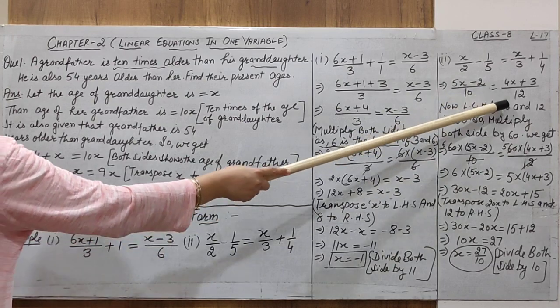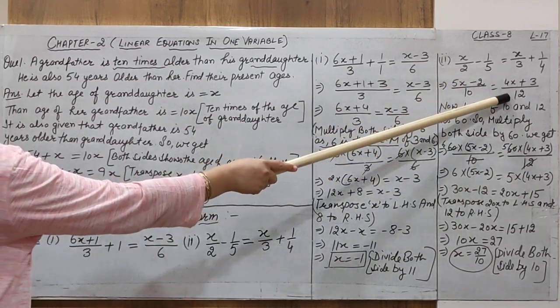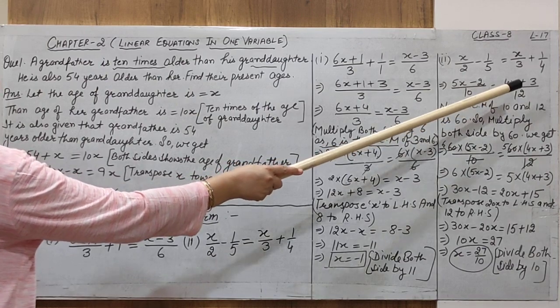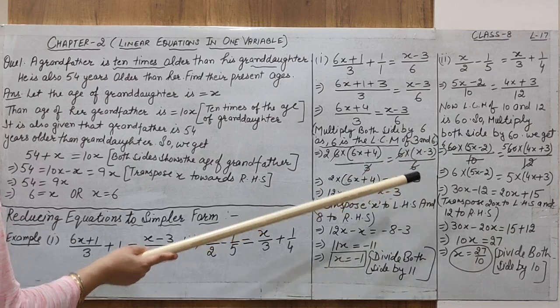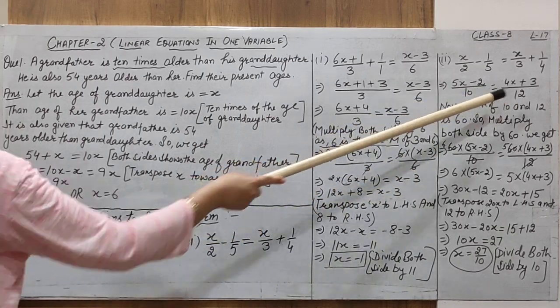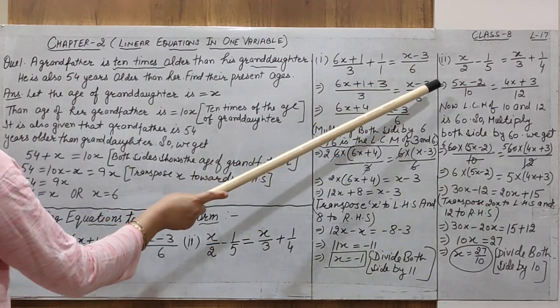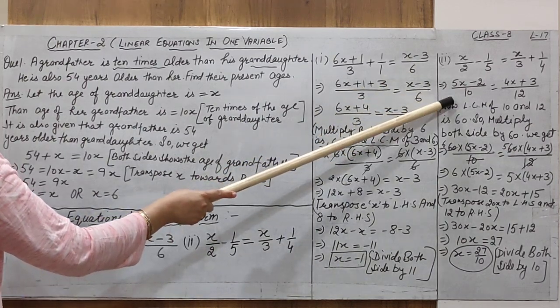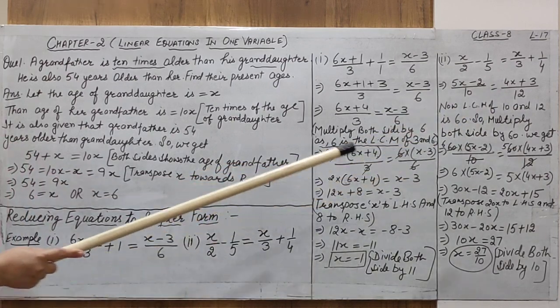And similarly for the right hand side. What is the LCM of 3 and 4? The LCM is 12. Similarly, when we solve, the numerator is 4x plus 3. So after taking LCM separately in the left hand side and the right hand side, the terms are 5x minus 2 divided by 10 and 4x plus 3 divided by 12.